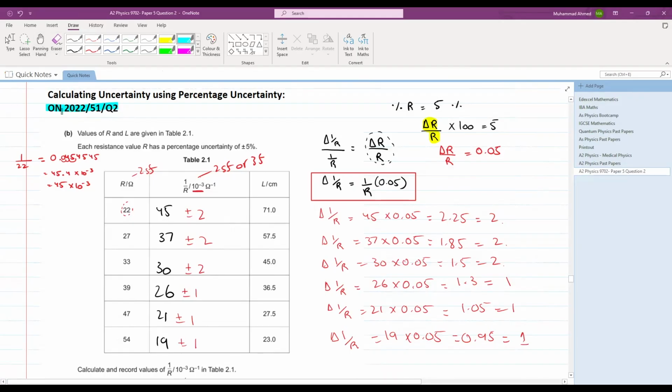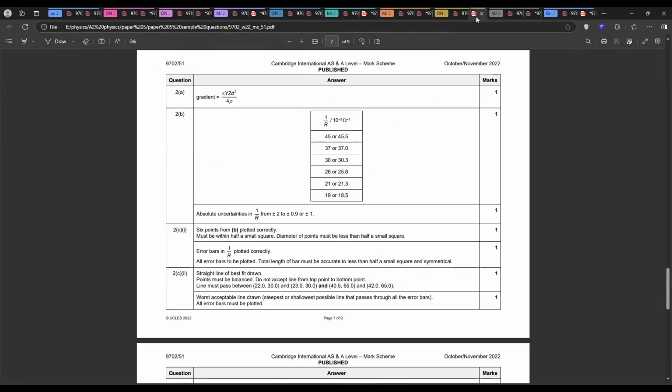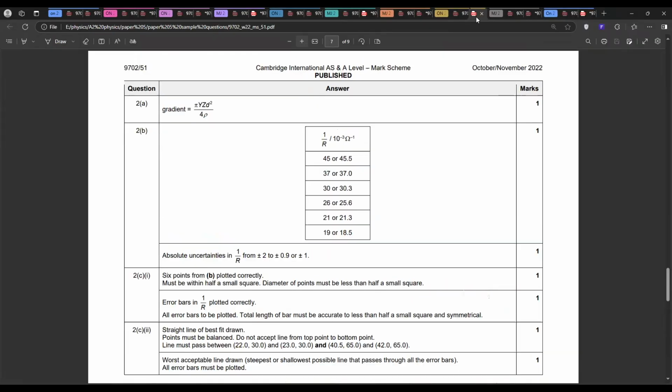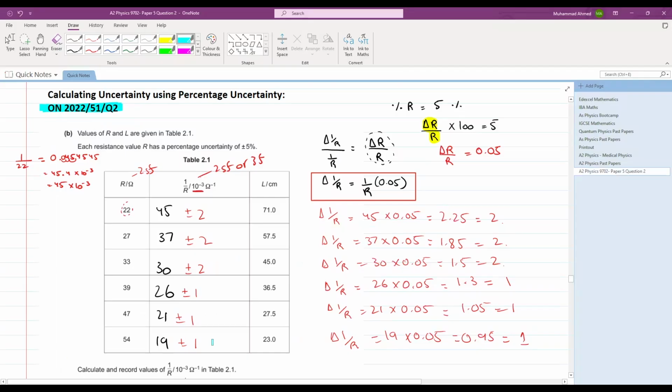Let's see the year of this question. This is October/November, paper 5, variant 1, question 2. And let's see whether we have gotten it correct or not. October/November 2000, and we have this here. If you analyze, this is written here. Your absolute uncertainties will range from plus minus 2 to plus minus 1, and this is what the range is coming out to be. Simple. You can see here from 2 to 1. Perfect. Let's further move ahead.